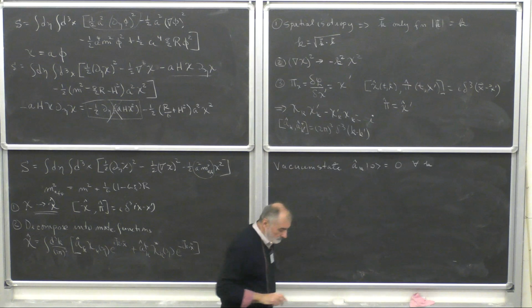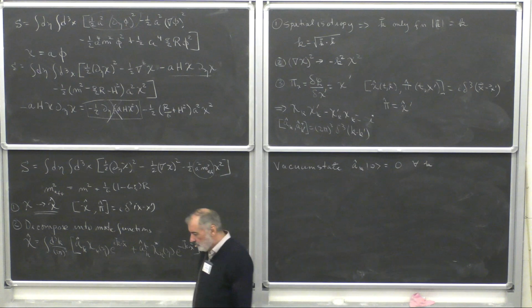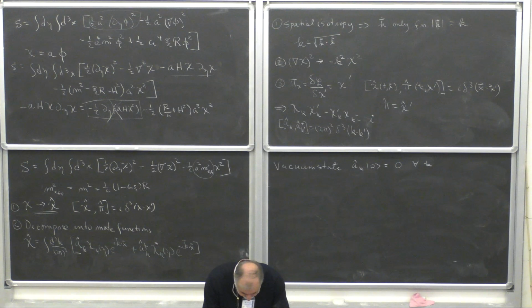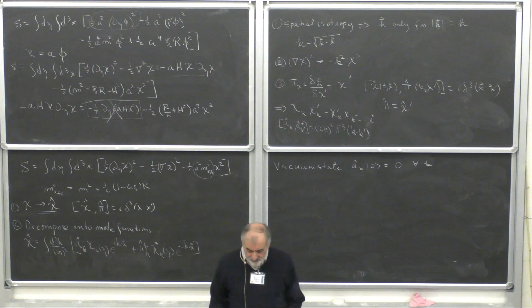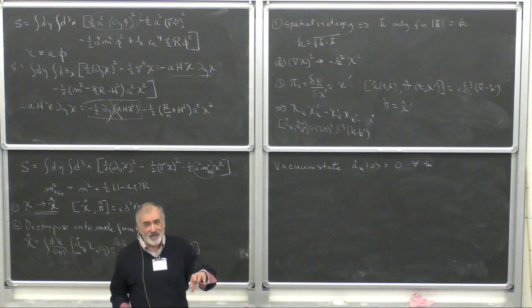And this should be a vector, but since we're in FRW, it only depends upon the magnitude. This is what you would usually do in Minkowski space. And this definition of the vacuum is natural, but it's not unique. When we go to curved space, there's going to be a subtlety, an ambiguity in how the vacuum is defined.